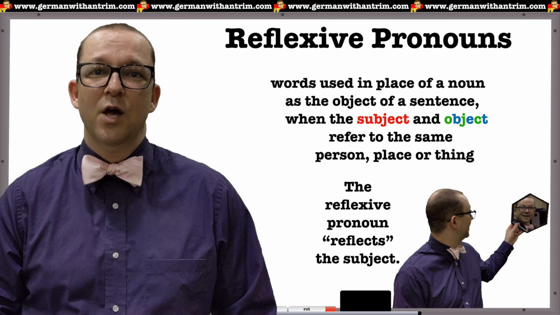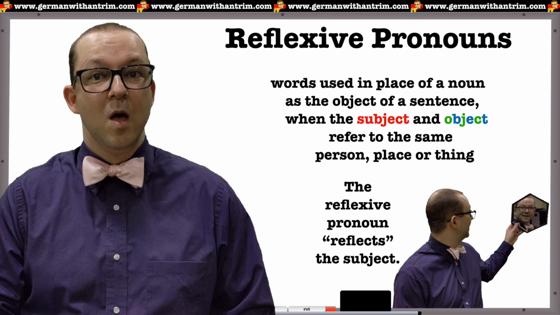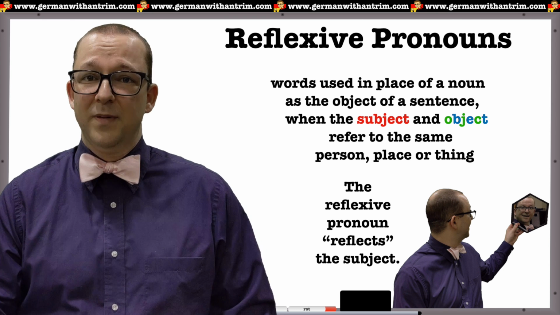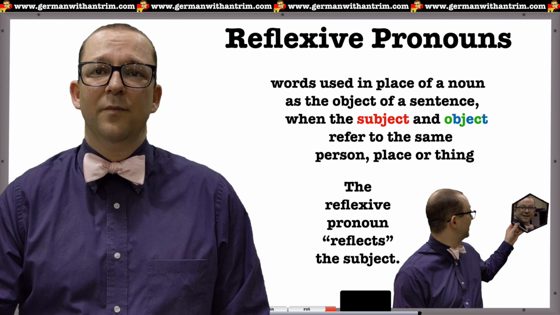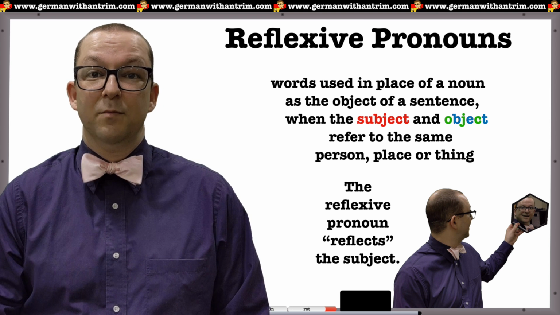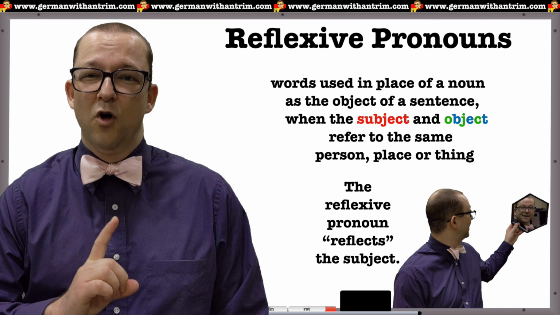Reflexive pronouns are words that are used in place of a noun as the direct object or indirect object of a sentence when both the subject and the object are the same person, place, or thing. Most of the time, these are used with people, but it is possible to use them in other circumstances. In German, they very closely resemble the personal pronouns in the accusative and dative cases, with a few small exceptions.